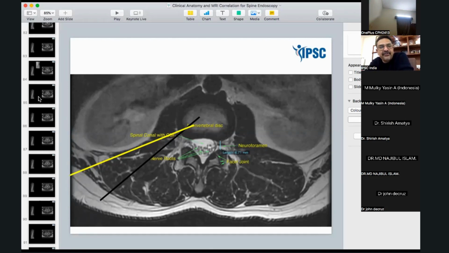Yes, this is just a basic idea of how to see these pathologies and what the clinical anatomy is that is relevant for us. In the subsequent lectures, we'll be covering everything in detail again.